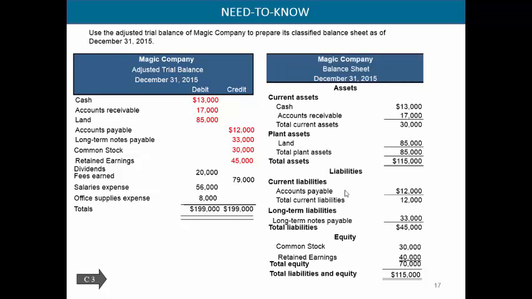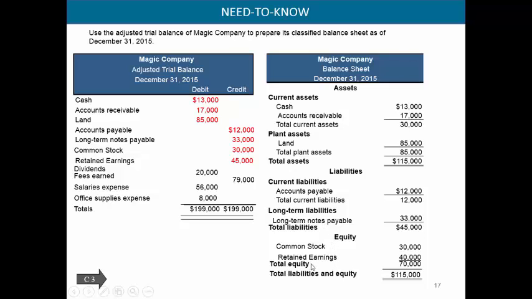So you can see here, these items in red are the permanent accounts that are going to go on our classified balance sheet. So here we have our current assets. That's typically our cash and our accounts receivable. Then we have our long-term assets. Here, the only long-term asset is our land. Then we've got our liabilities. First we have the current liabilities, which is simply our accounts payable. We've got long-term liabilities that includes that note payable. And then we have our equity account.